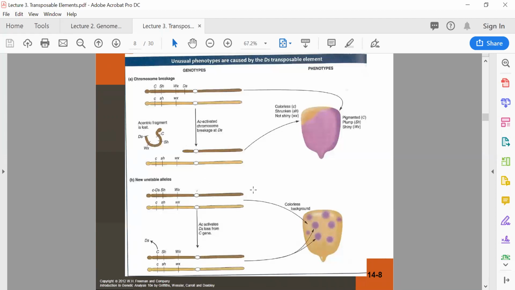completely colourless background. But then if AC actually activates the DS loss from that big C gene, and this is what's happened here, the DS element moves out of the big C gene, then that will restore pigmentation in all the cells that are derived from the original cell in which the DS was lost from the C gene. And that results in all these little patches of pigmentation in an otherwise colourless kernel.